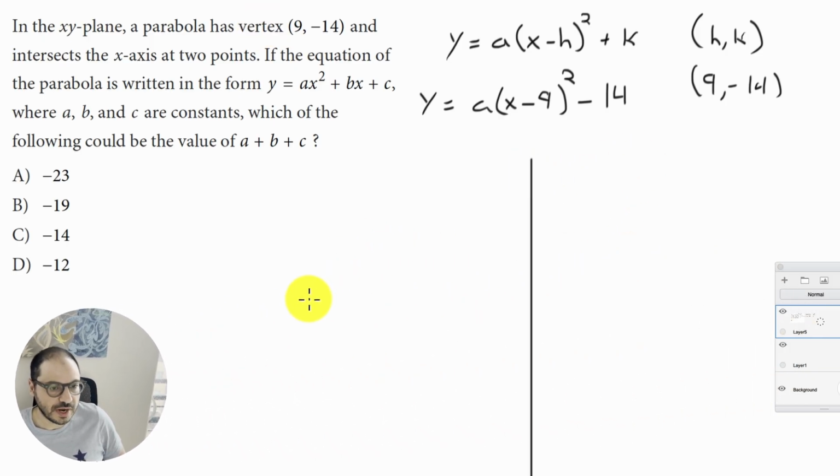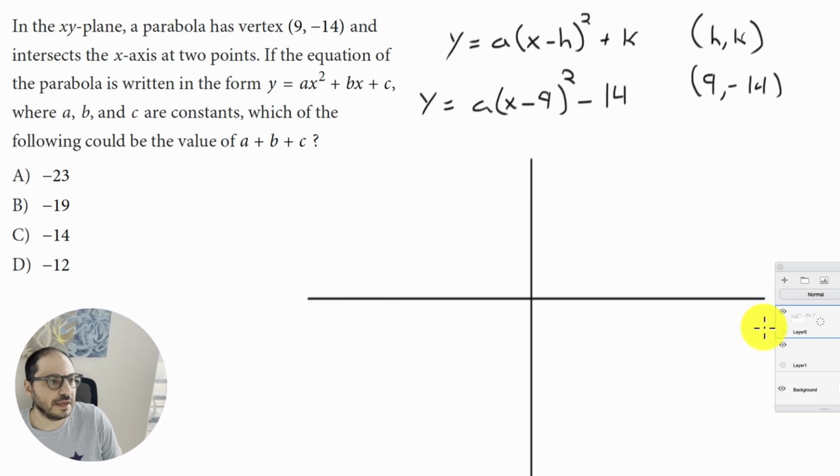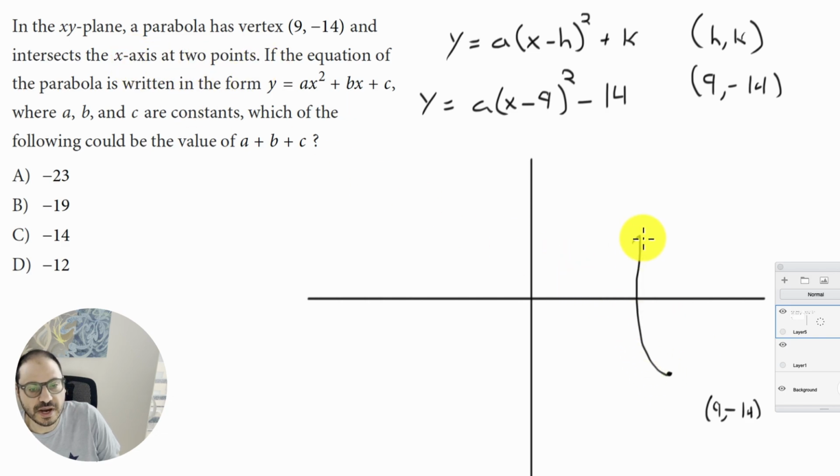So if we have a parabola on an xy plane, and let's say (9, -14) is here. So this is the min. It says it intersects at 2 points. So we know a has to be positive because it's upward facing. We don't know anything else about a. If the equation of the parabola is written in the form y equals ax squared plus bx plus c, where a, b, and c are constants, which of the following could be the value of a plus b plus c?